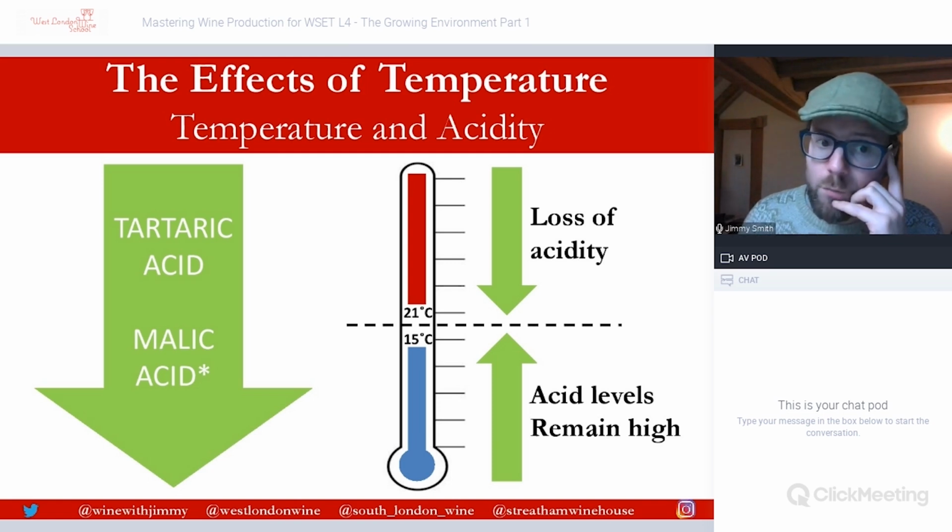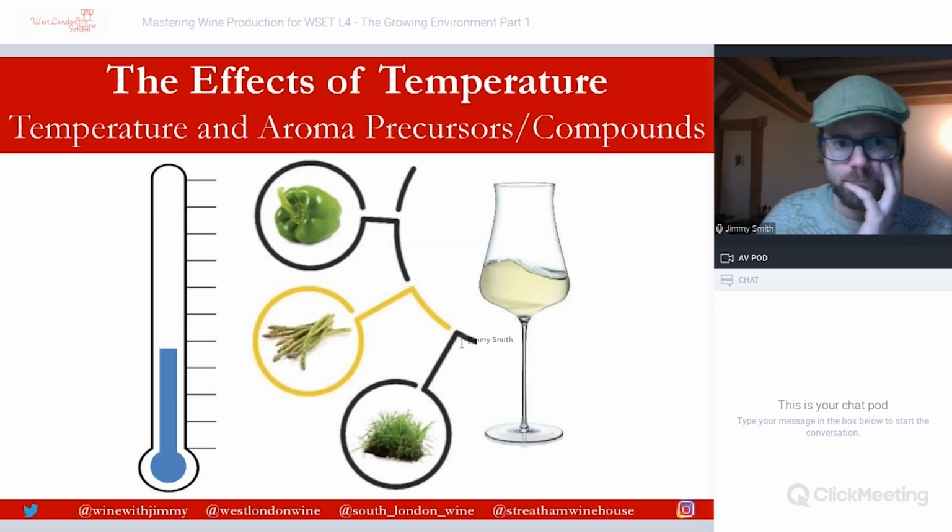Lower temperatures, so mean temperatures below 15 degrees Celsius, that's around 59 degrees Fahrenheit, can reduce acid loss to a point where the acidity levels in the must will be far too high. So very abrasively high. So it's important to get a good balance between those.